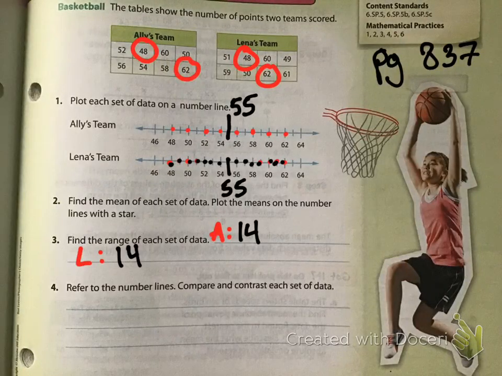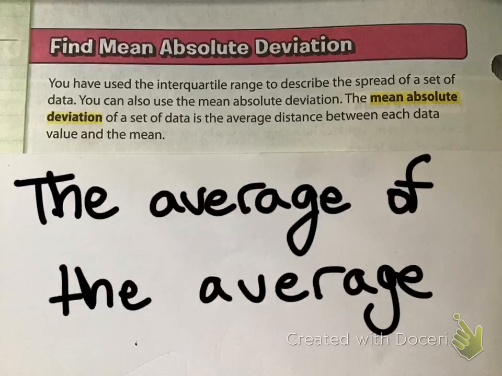Once again, does that mean that it's always 55? No, it does not. And like I said earlier, Lena's team is far more spread out. Allie's team is far more close together in general, but of the points, Lena's team scored points that are much tighter together. So that's the compare and contrast. Find the mean absolute deviation.